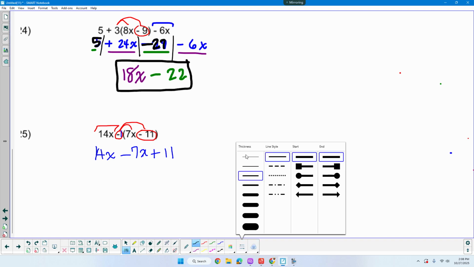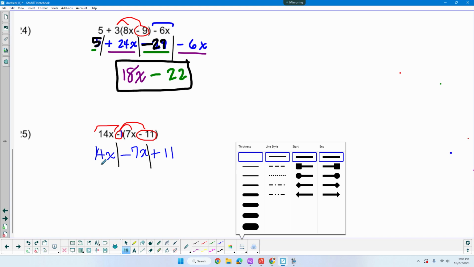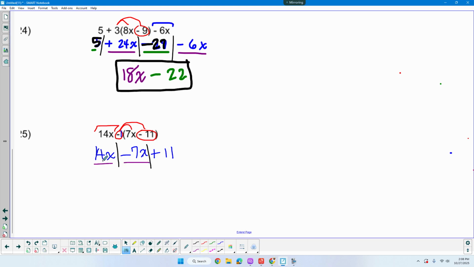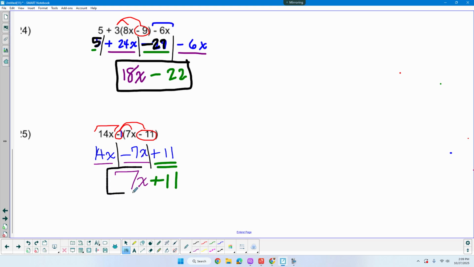Chop it up and combine your like terms. 14x minus 7x is 7x. Our constant term has nothing to combine with, so we just bring that along. And I don't want to lose a point, so I'm going to make sure I put either a circle or a box around this.